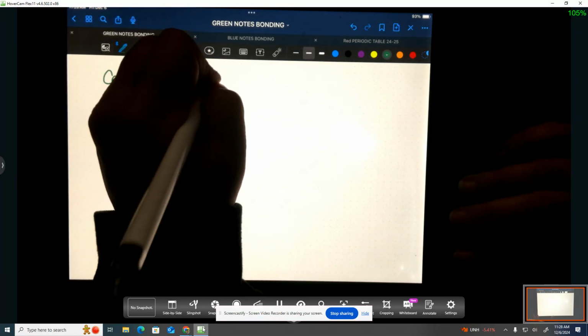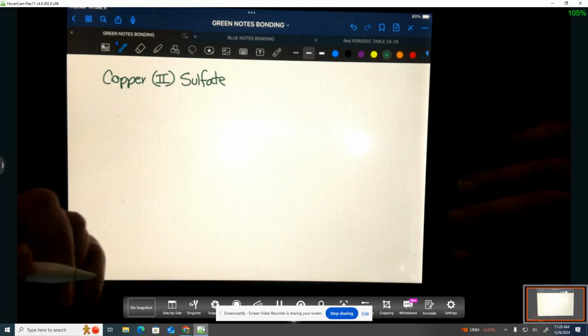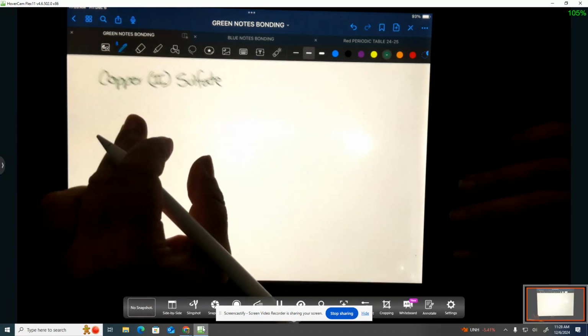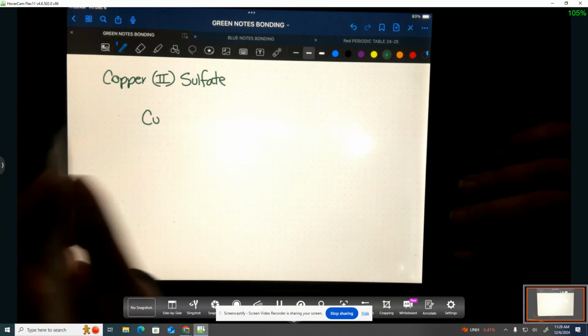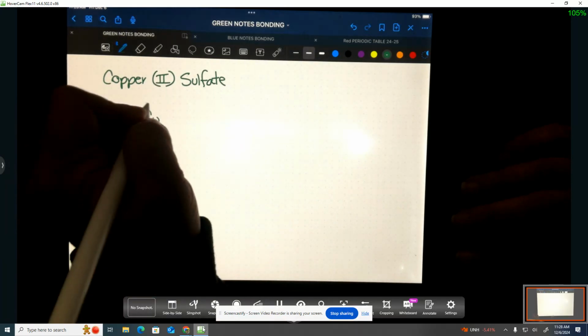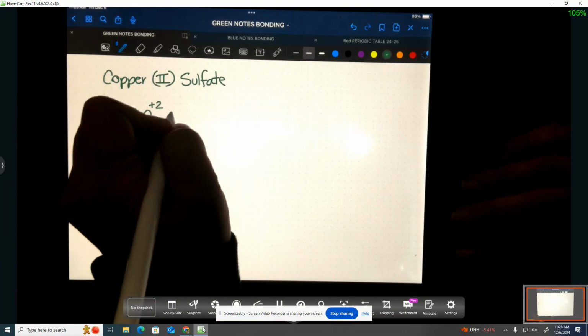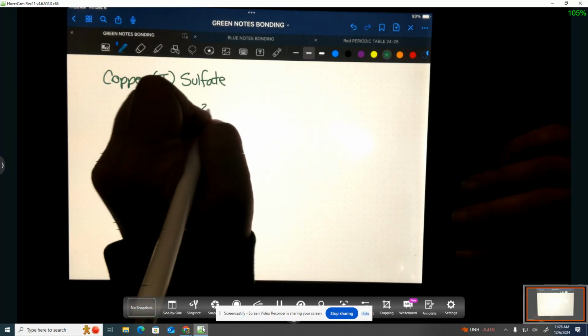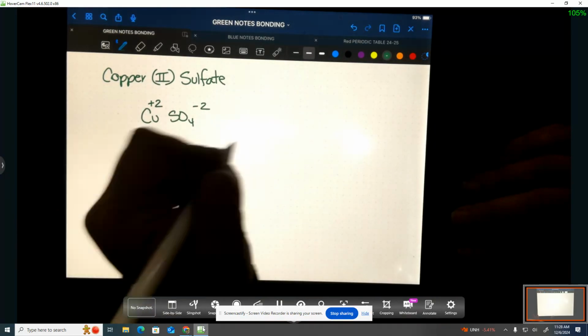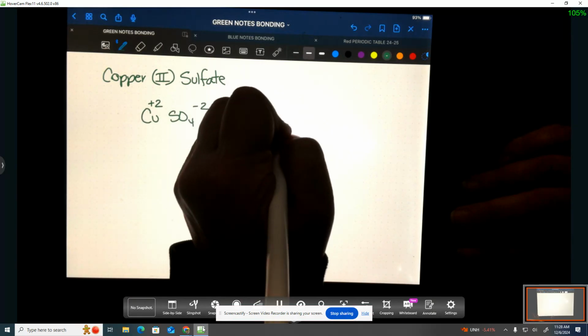Copper, you're not taking notes, you're watching for a second. Copper 2 sulfate. You got to write your formula. Copper is Cu. What does this 2 mean? Plus 2 charge. Sulfate has a minus 2 charge. Cross them down. We end up with CuSO4.